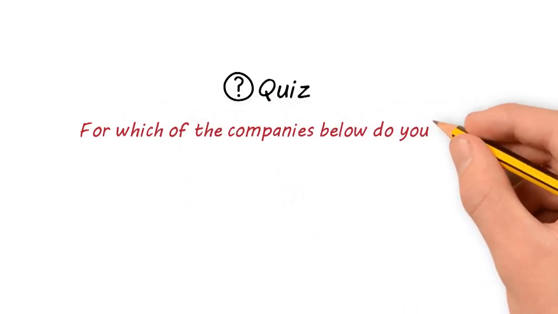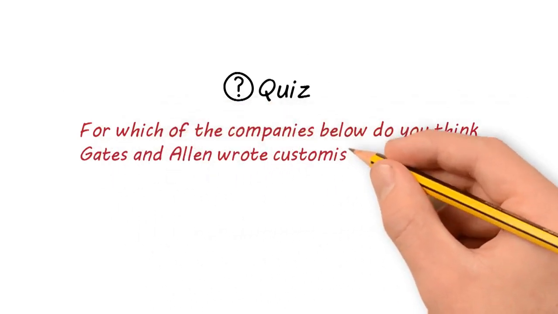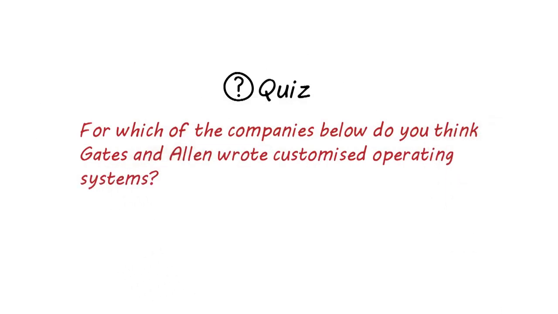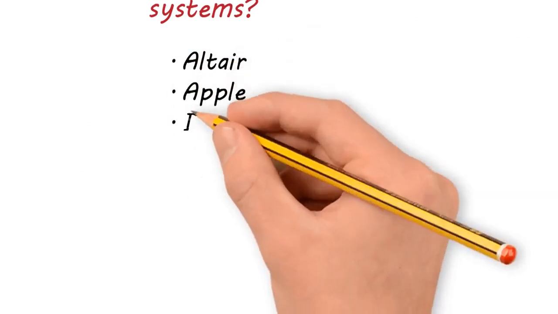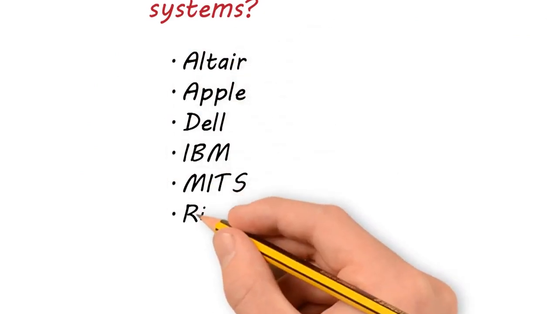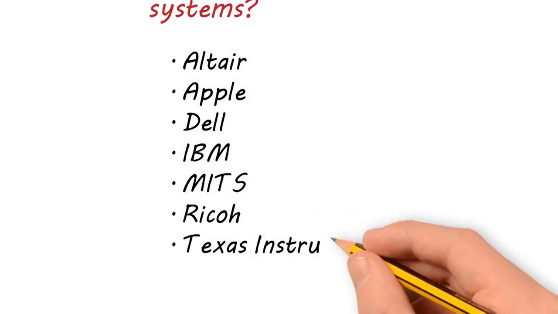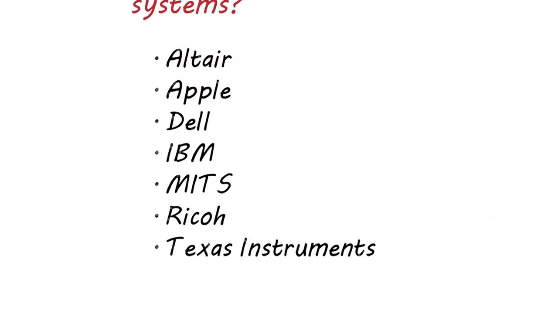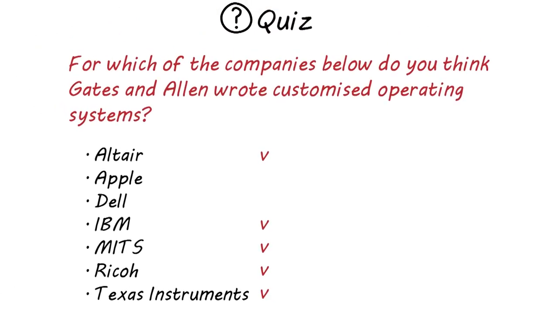For which of the companies I'm going to mention below do you think Gates and Allen wrote customized operating systems? Altair, Apple, Dell, IBM, MITS, Ricoh, Texas Instruments. The answer, all of them but Apple and Dell. Apple always followed its own path. And by the time Dell got into business, MS-DOS was already in existence, so Dell didn't need something custom. He was able to license MS-DOS off the shelf. Had that not been the case, Dell might not exist today.